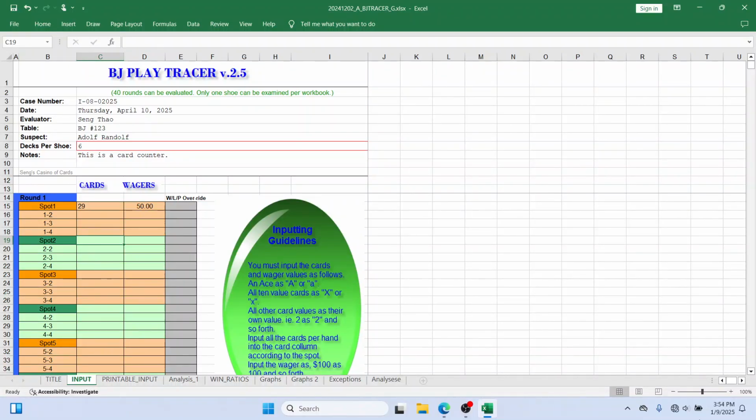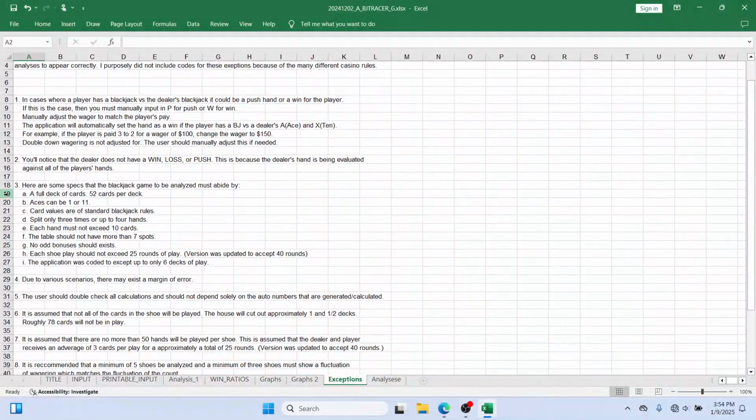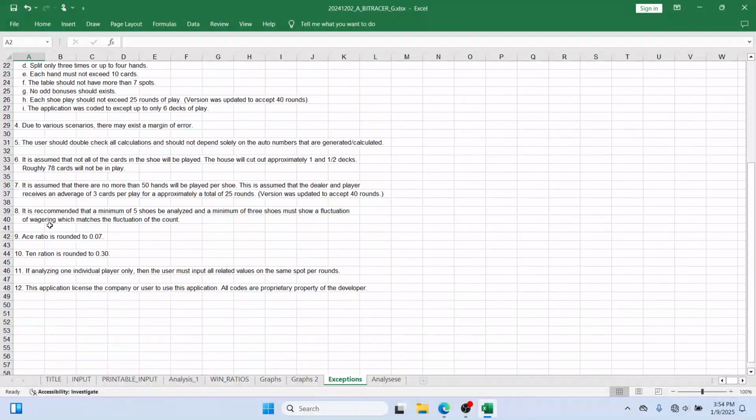Okay, so going back to the exceptions here, you can override the win or loss or push. Okay, there's a bunch of others here. You know, ace ratio is rounded to 0.07, 10 ratio is rounded to 0.30, and so forth.